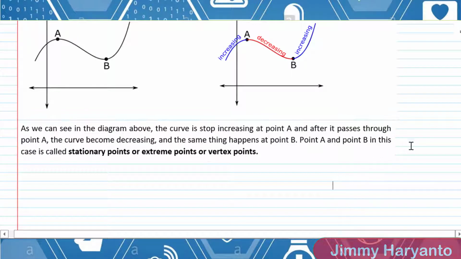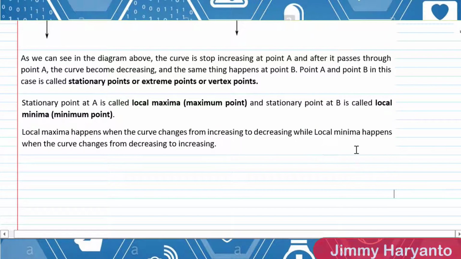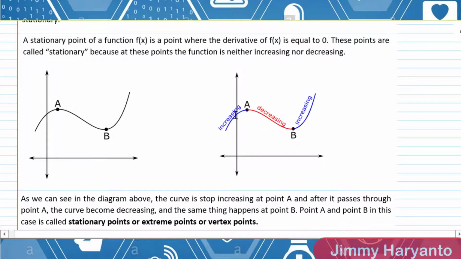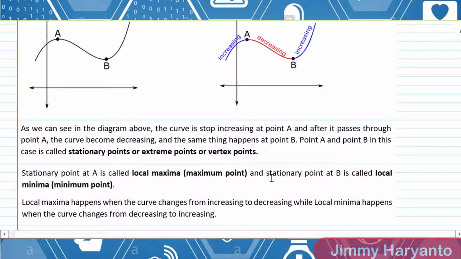As you can see in the diagram above, the curve stops increasing at point A, and after it passes through point A, the curve becomes decreasing. And the same thing happens at point B. Point A and point B in this case are called stationary points, or we can say extreme points, or vertex points. The stationary point at A is called local maxima or maximum point, and the stationary point at B is called local minima or minimum point.